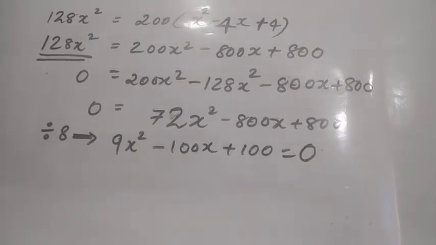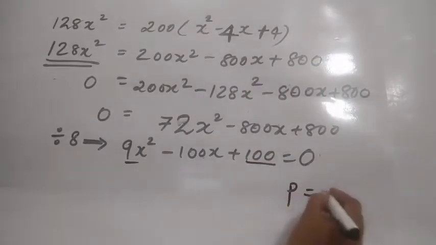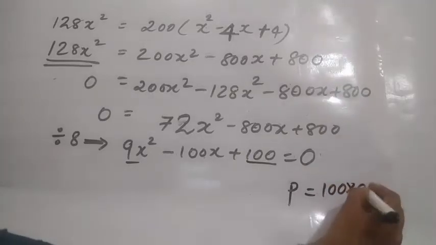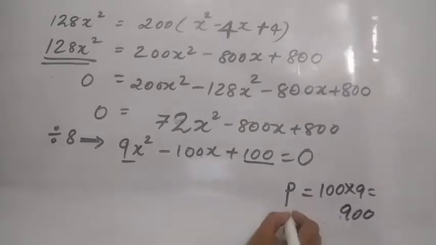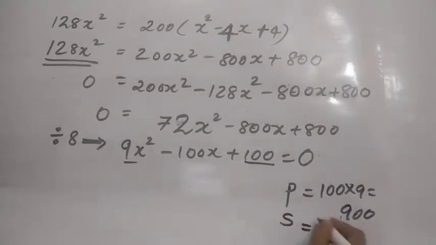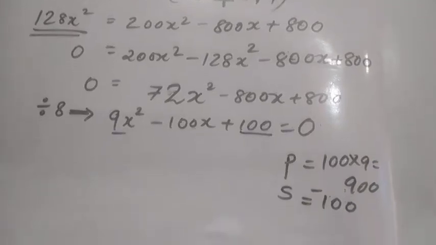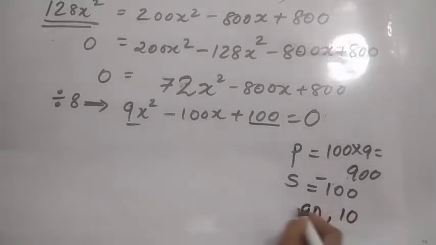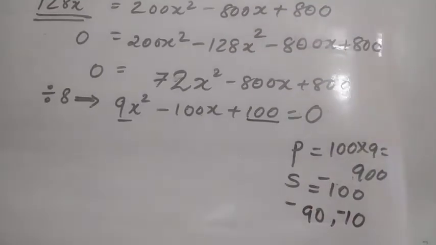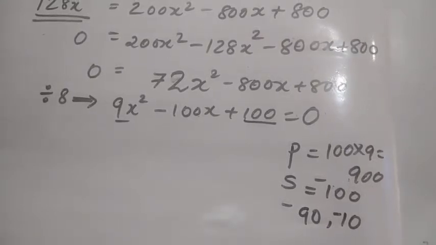Now we can factorize this. How can we factorize this? Yes, we should get two numbers whose product is 100 into 9, 900, and sum of the two terms is minus 100. Which are the two numbers? Yes, easy to get the values. It is 90 and 10. What is minus 90 and minus 10? Minus 100. And minus 90 into minus 10 is plus 900.